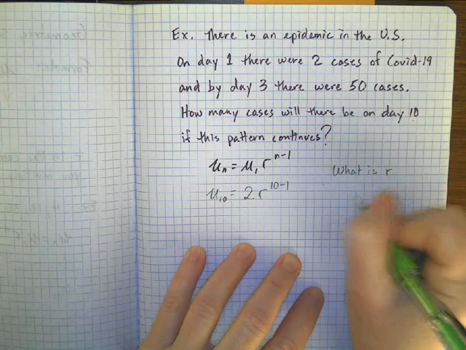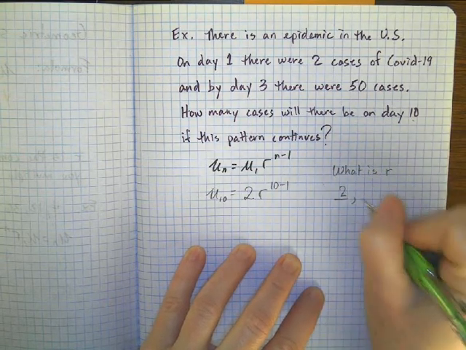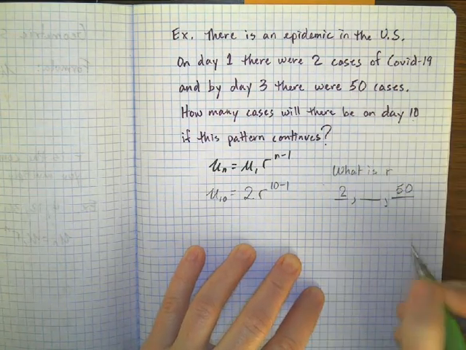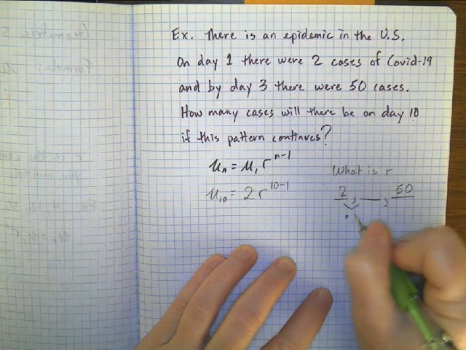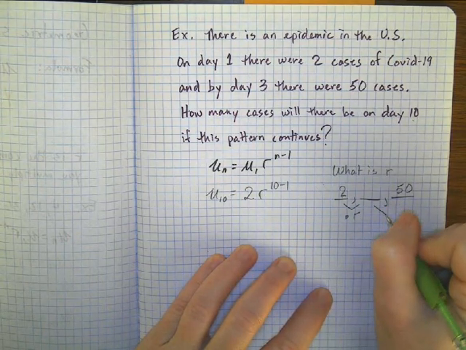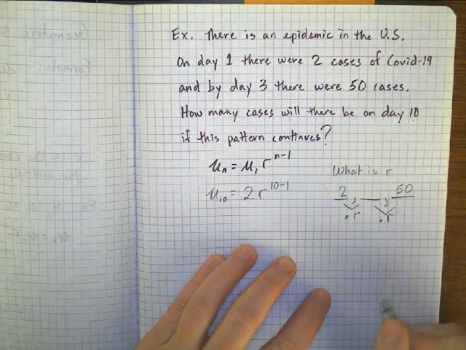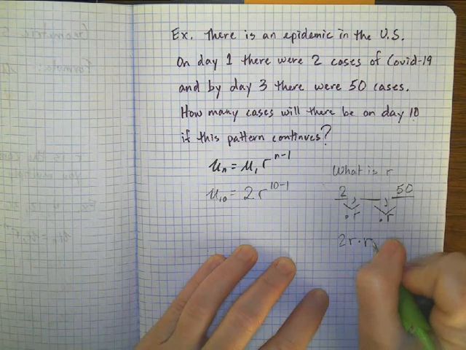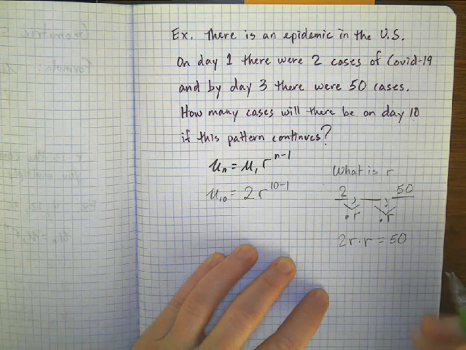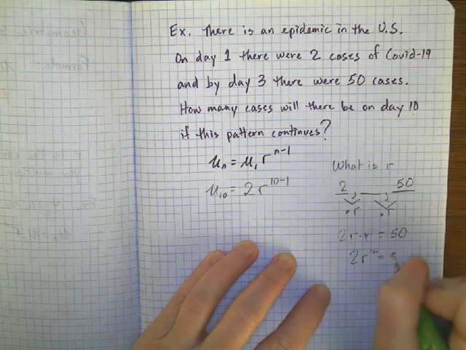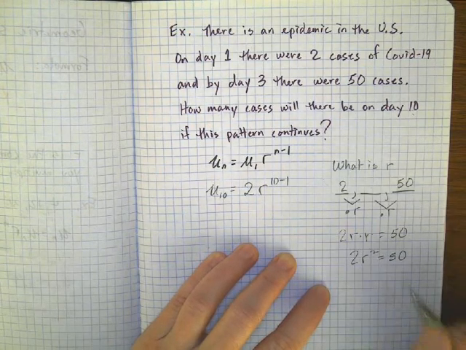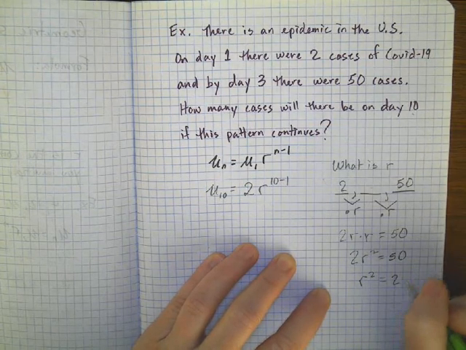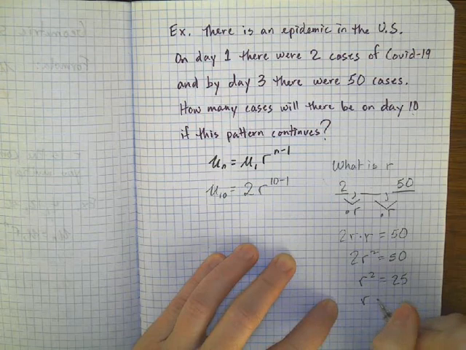Okay, so we have the first day is 2, and then there's some second day, we don't know what it is, and the third day we know is 50. So if we take the first day and times it by r, we'll get the second day, and then if we times that again by r, we'll get the third day. So I know that 2 times r again has to equal 50. So I have 2r squared is equal to 50. I can now solve this for r. So divide both sides by 2 to get the variable by itself, and then take the square root. So r is equal to 5.